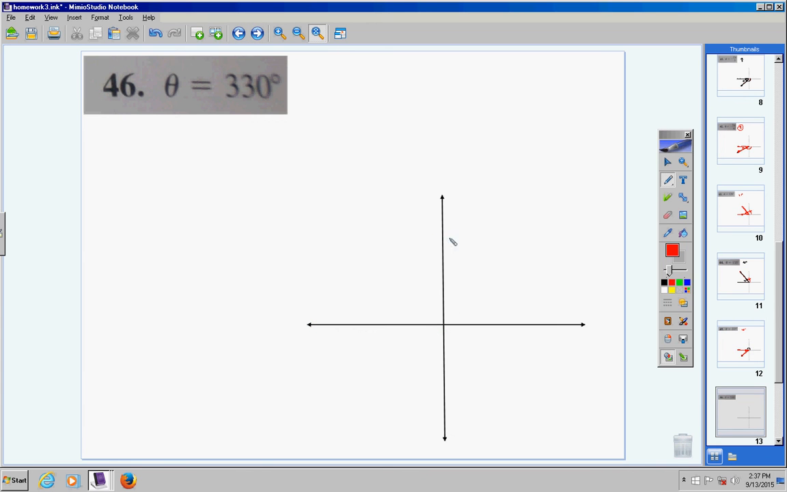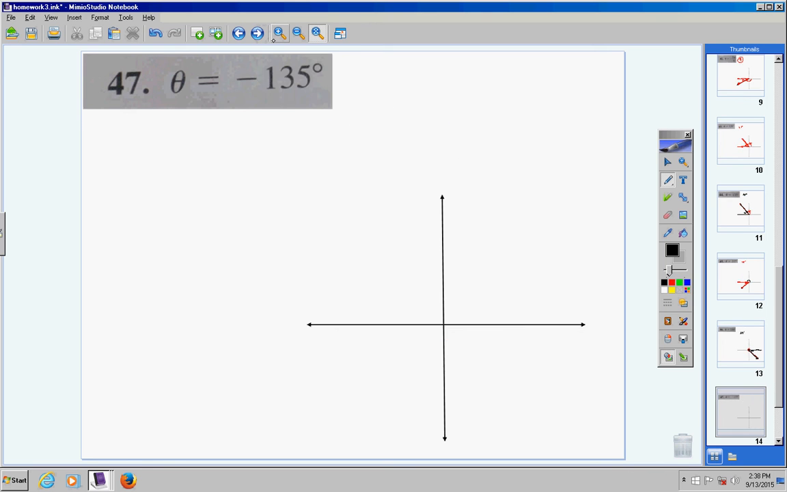Number 46, 330. Alright, we rotate 330. That's 30 degrees short of 360. If I would have gone all the way to the end, that'd be 360. But I stopped short to here. So I rotated 330. My reference angle is formed by the x-axis and the terminal side. So if I rotate 330, then 30 more degrees would give me 360. So the answer to this smaller angle here, the reference angle, would be 30 degrees.